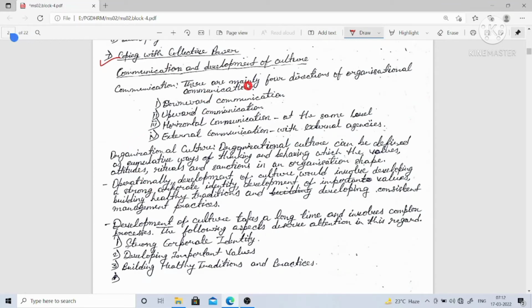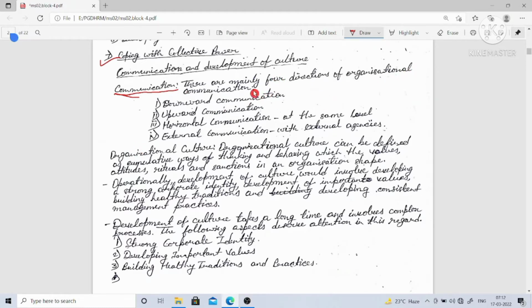Communication and development of culture. How communication and development of culture are related to human resource development. So now first see communication. Here you can underline. Here it was written by using black color, I think. Yes, by black color it was written, since I scanned, so that's why here color is not properly visible. So communication, there are mainly 4 directions of organizational communication.